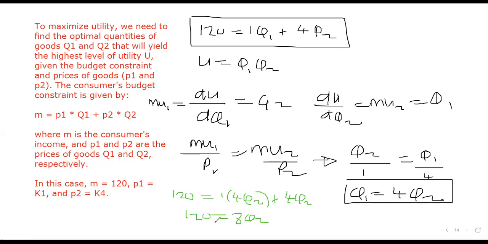So when you divide both sides by 8, that is 8 into 120, it's how much? 15? Yes. Right. So Q2 will be 15. So meaning Q1 will be 4 times 15. What do we get? 60.